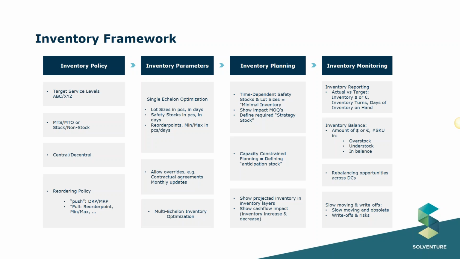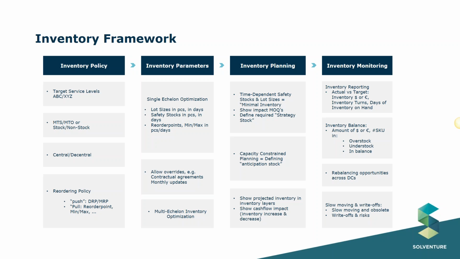At the same time, we are always very alert to make sure that the computer doesn't just take over. It remains a collaborative process, where a planner can make an override, because maybe there are certain contractual agreements with customers. If you have a contractual agreement that you have to keep at least 20 days of safety stock, then you need to keep 20 days of safety stock, even if the calculation would propose only 5.